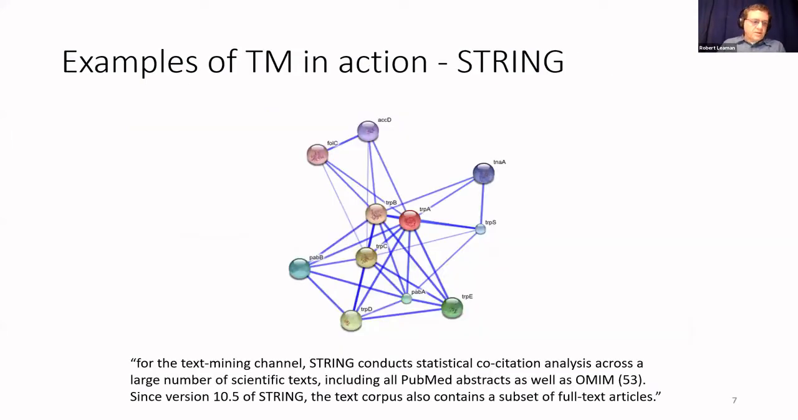Examples of text mining in action include the STRING database, which is a very large and widely used resource of protein interactions, which pulls information from many different sources, one of which is text mining. The paper discusses co-citation analysis across all of PubMed and also OMIM.